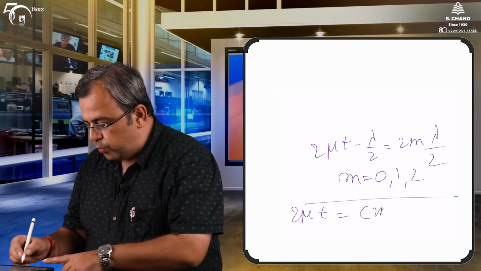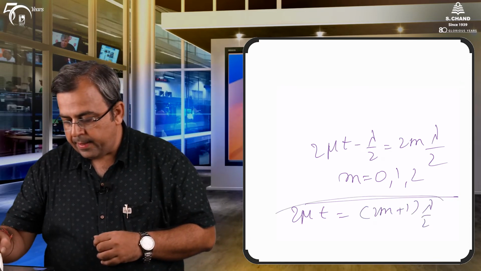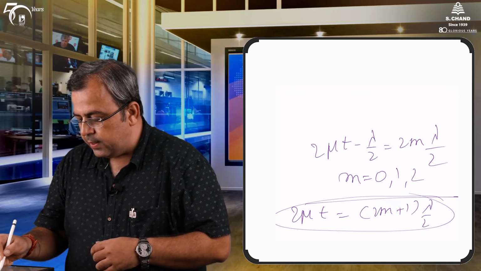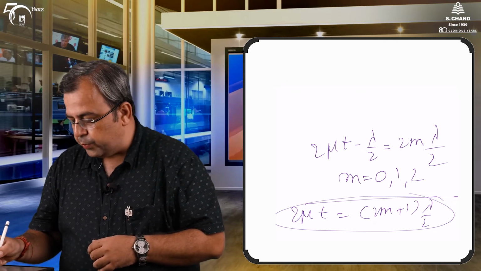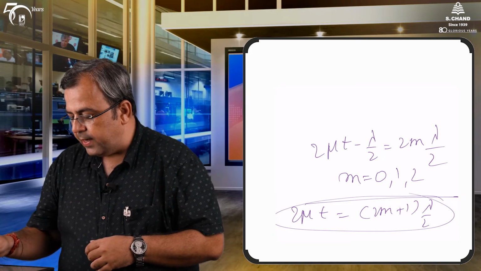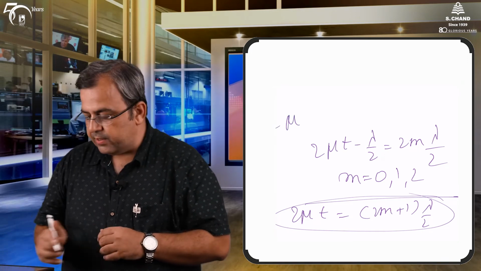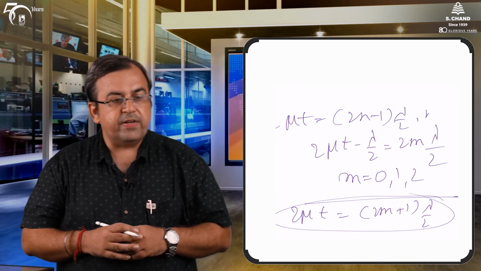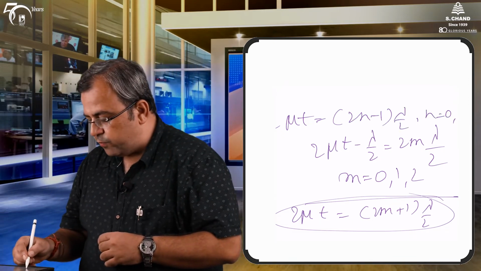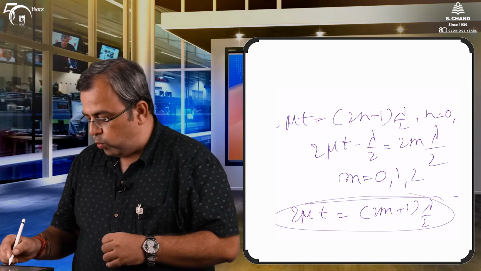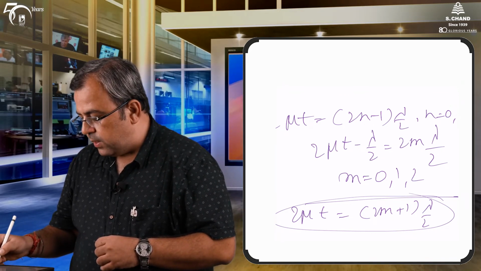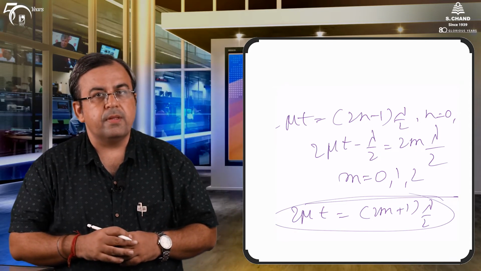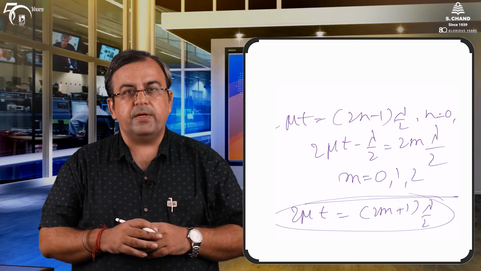Now 2 mu t minus lambda by 2 is equal to 2m lambda upon 2, where m is equal to 0, 1 and 2. Now when we are saying this, it means we can calculate the value of 2 mu t, which comes out to be 2m plus 1 lambda by 2. So this is the condition for observing the maximum intensity.